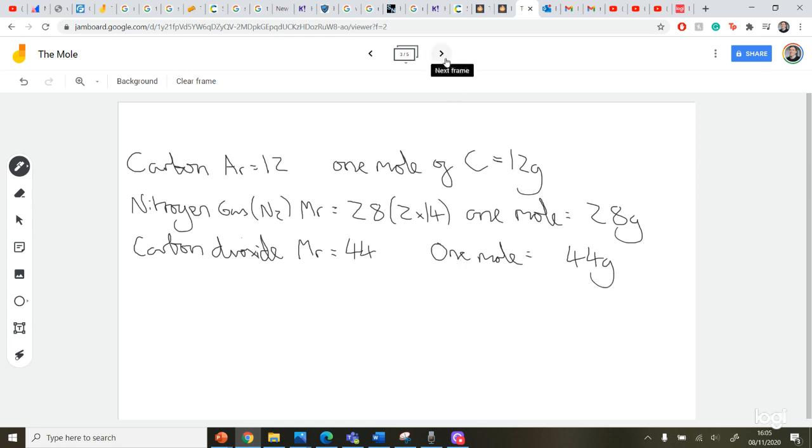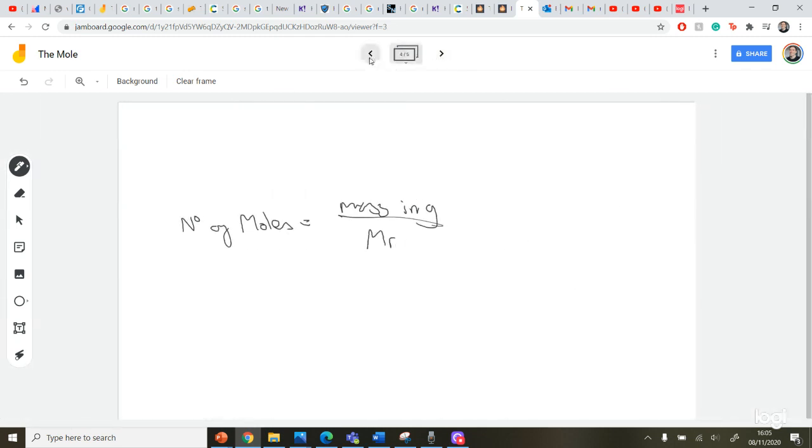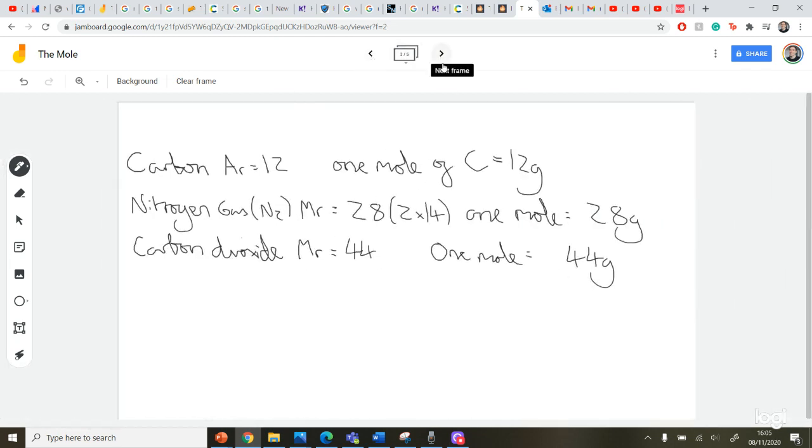This means that 12 grams of carbon or 28 grams of nitrogen or 44 grams of carbon dioxide all contain the same number of particles, namely 1 mole or 6.023 times 10 to the 23 atoms or molecules.